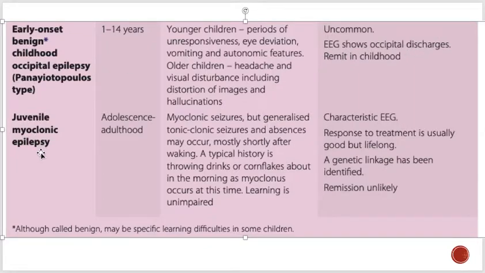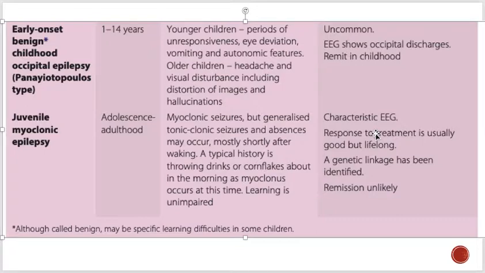Juvenile myoclonic epilepsy is also called Janz syndrome, J-A-N-Z. So remember, these are myoclonic seizures, okay? But they can become generalized tonic-clonic seizures. A typical history is throwing drinks or cornflakes about in the morning, as myoclonus occurs at these times and learning is impaired. It occurs in adolescence, and there is a characteristic EEG as well. It is a 3.5 to 6 hertz irregular spike and wave.